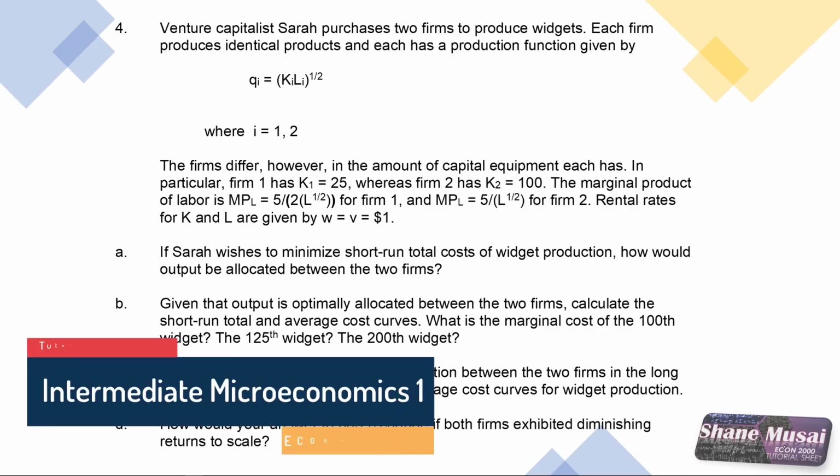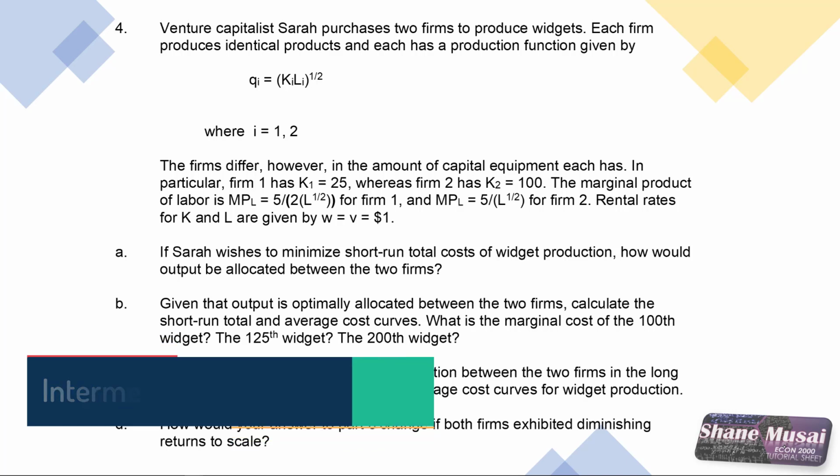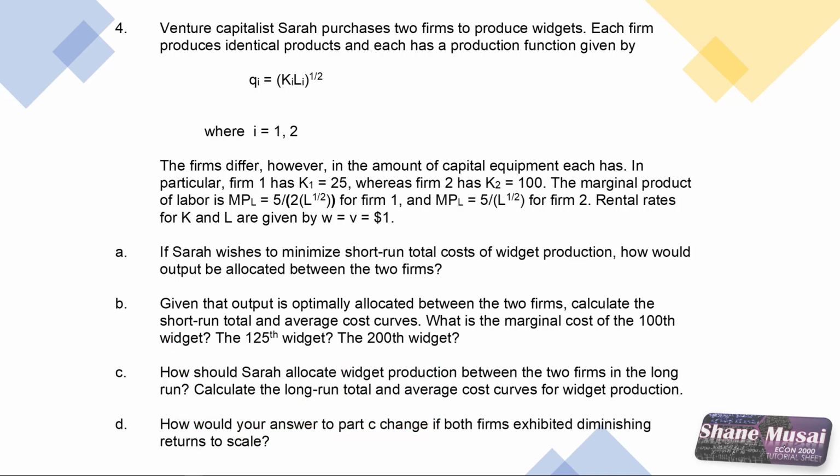Now we are at question 4 in tutorial sheet 3, and this question says, venture capitalist Sarah purchases two firms to produce widgets. Each firm produces identical products and each has a production function given by this equation here. The firms differ in the amount of capital each has. In particular, firm 1 has capital equal to 25 and firm 2 has capital equal to 100. The marginal product of labor for firm 1 is given by this equation here, and then this equation here for firm 2. Rental rates for capital and labor are equal to 1.